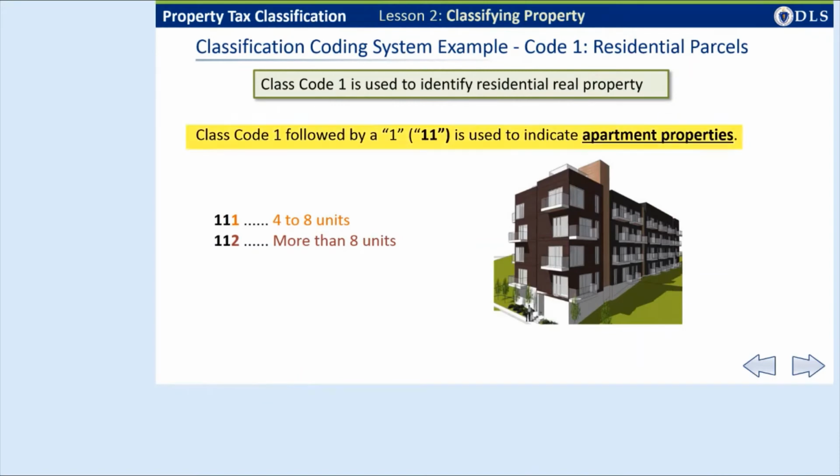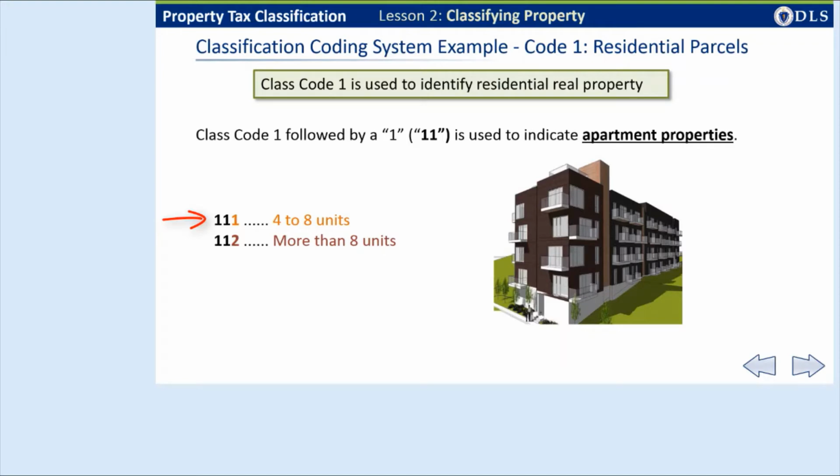Class code 1 followed by a 1 or 11 is used to indicate that the parcel is used for apartments. The first 1 indicates it's a residential parcel, and the second digit 1 refers to the category of apartment buildings. The third digit indicates the type of apartment building located on the residential parcel. For example, the state use code 111 indicates it's a 4 to 8 unit apartment building.